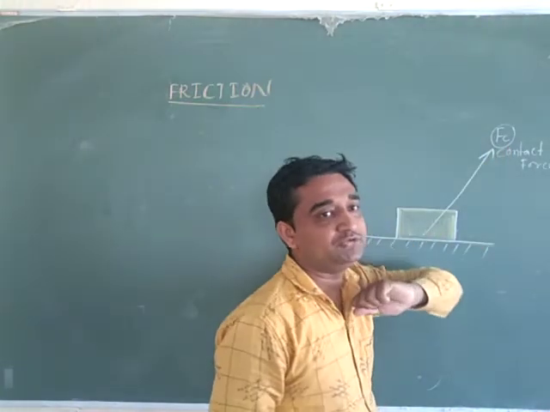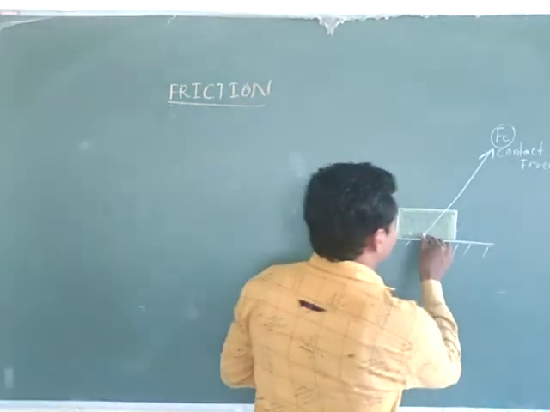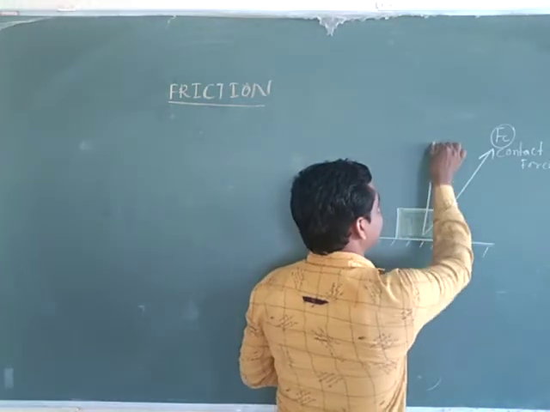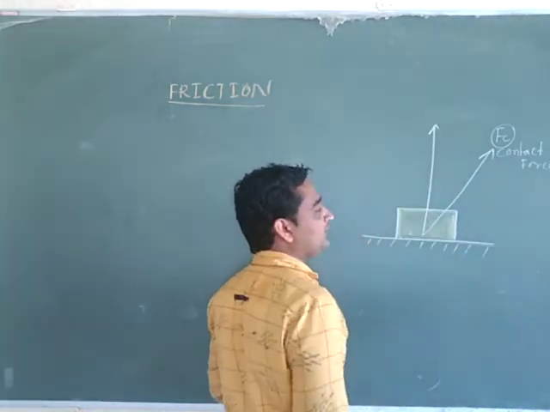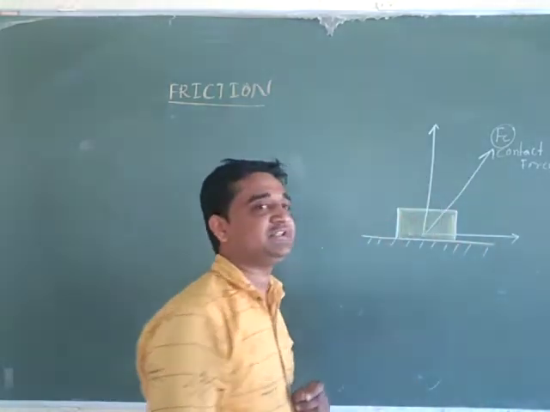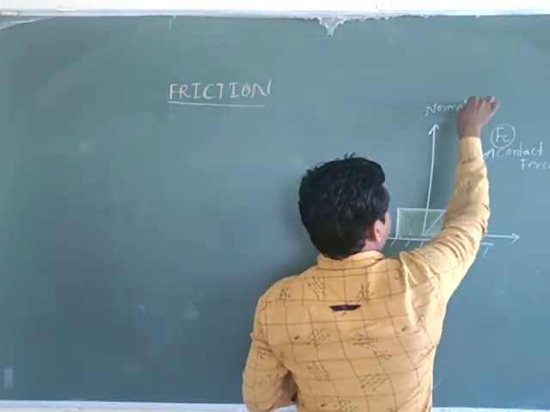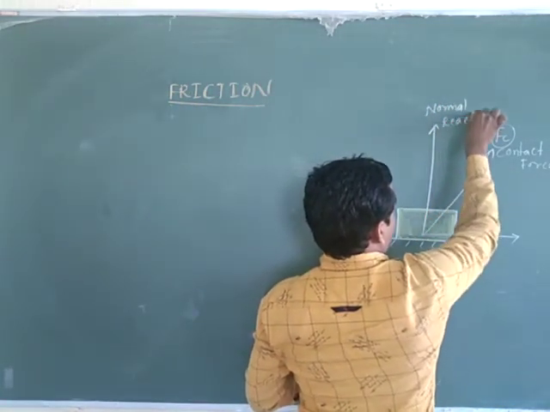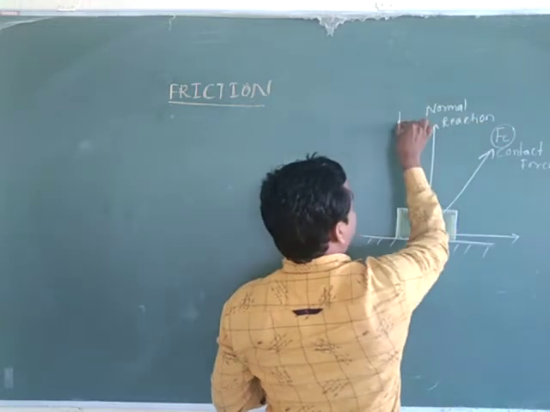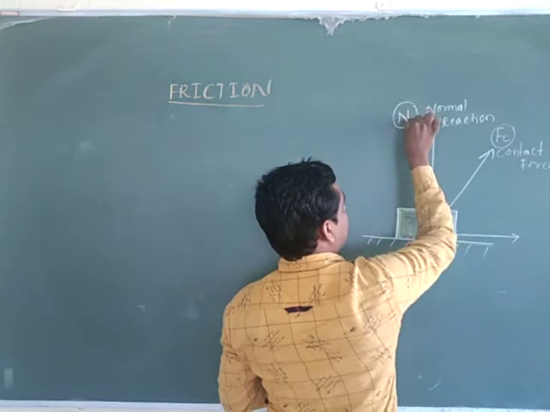We are resolving this contact force into two rectangular components. That means what? This one, that is perpendicular to the surface, is called the normal reaction. It is denoted by the symbol N or R.